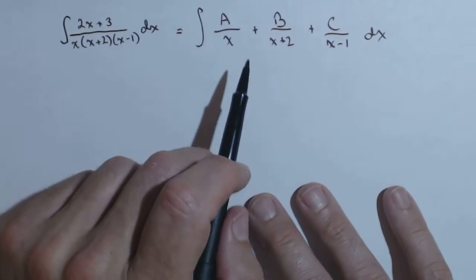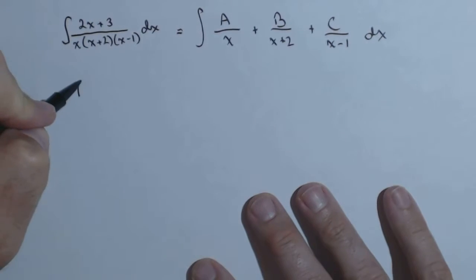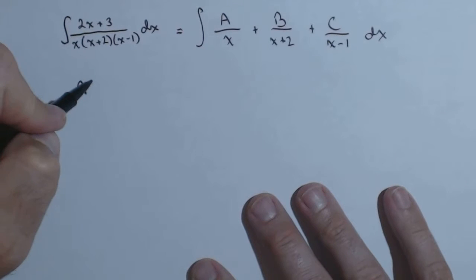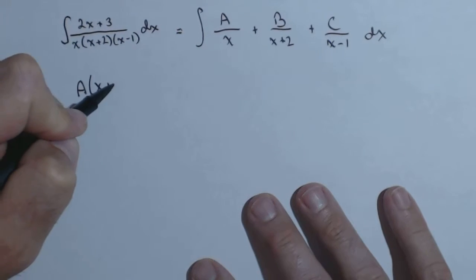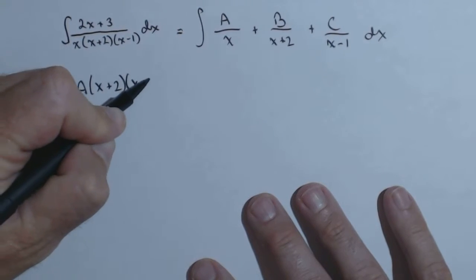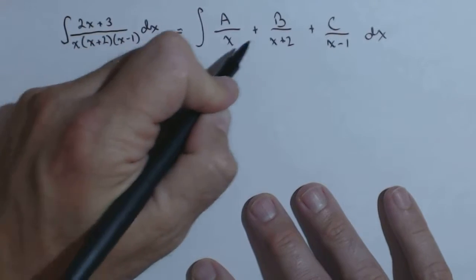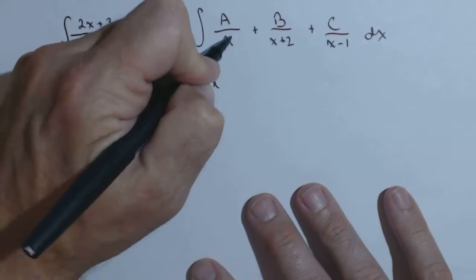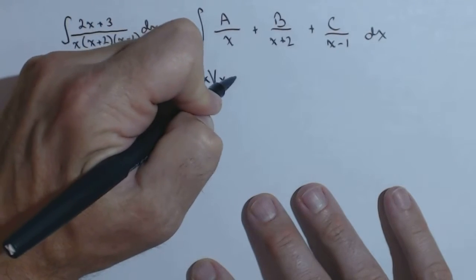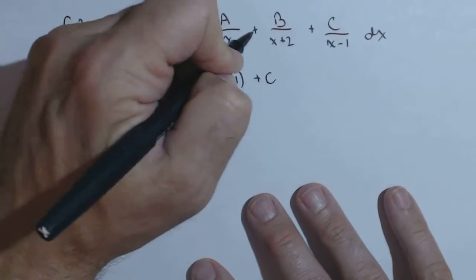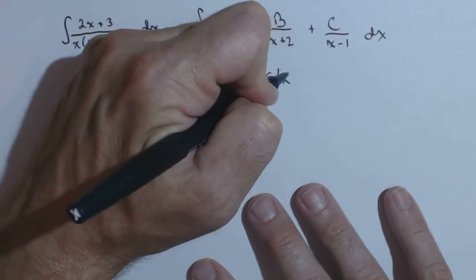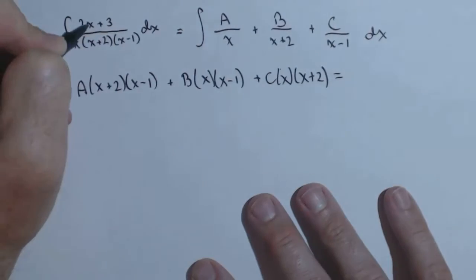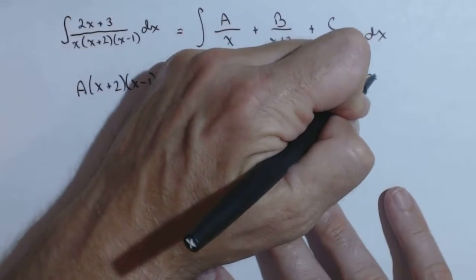Well, what I like to do is, okay, A needs to be multiplied by these two factors to find a common denominator. So A times x plus 2 times x minus 1. B will get multiplied by x and x minus 1. And C, x and x plus 2. And overall, we want this to be equal to the old numerator, 2x plus 3.